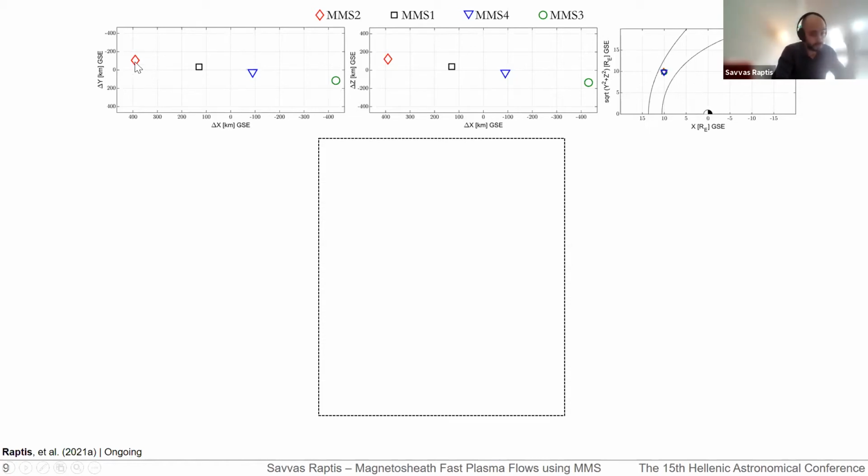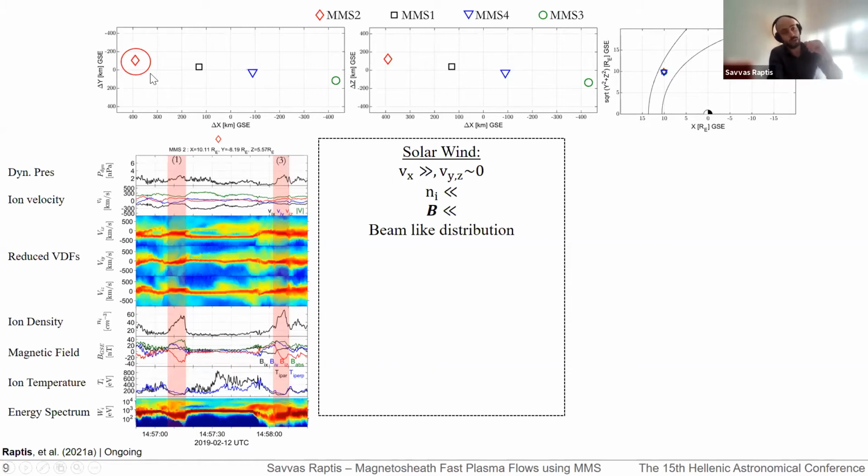Of course, high relative to what MMS usually has, which is far less than the 800 kilometers that you see over here. But okay, let's start to see what the actual spacecraft measure here. So let's start with MMS2. MMS2 in this example is the satellite which is furthest away from the Earth.